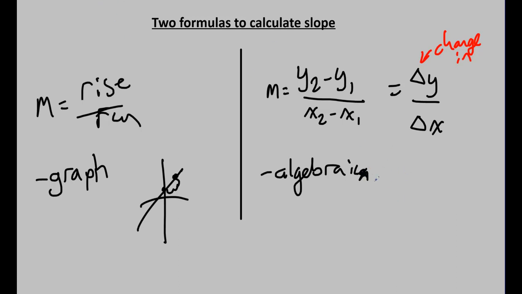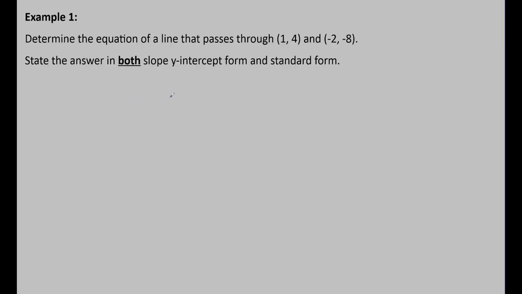Sorry, that A shouldn't be there. Algebraic solutions. Because if we're given 2 points and we're not given slope, we can calculate slope using this formula. That's what we're going to do in this first example here.